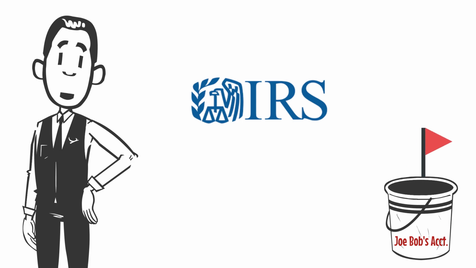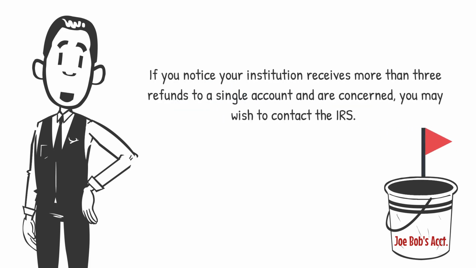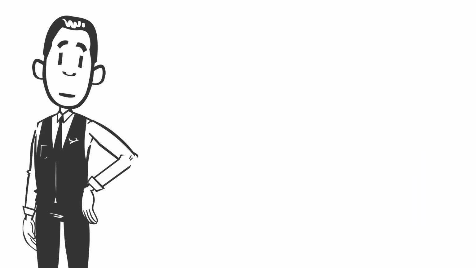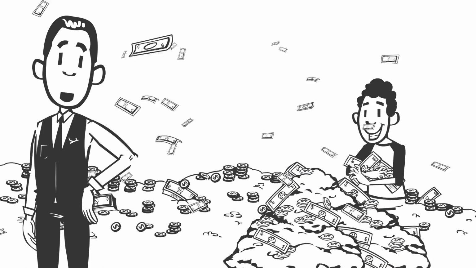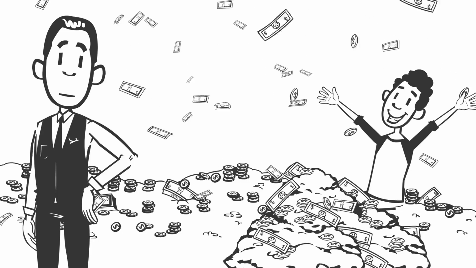However, it's not the financial institution's job to actively police this, but that of the IRS or tax preparer. If you notice your institution receives more than 3 refunds to a single account and are concerned, you may wish to contact the IRS. Our account holder received a huge refund, but only maintains a minimal account balance with minimal account activity. What should we do?